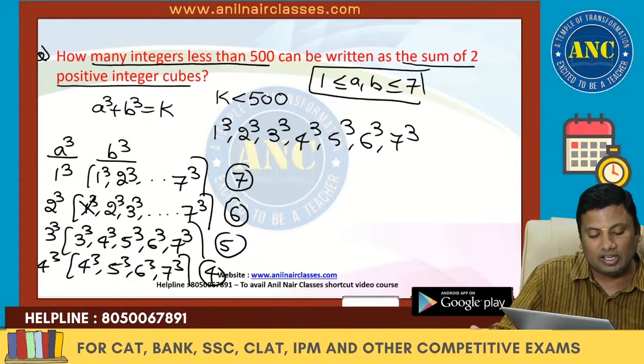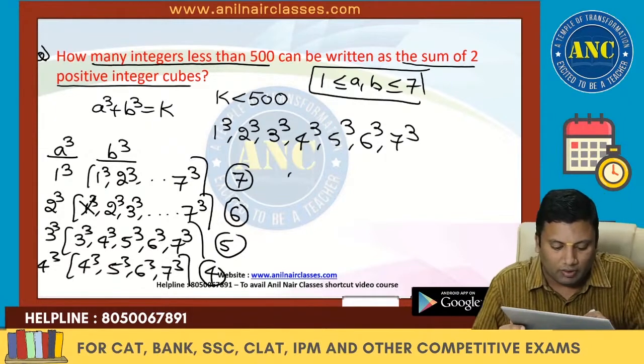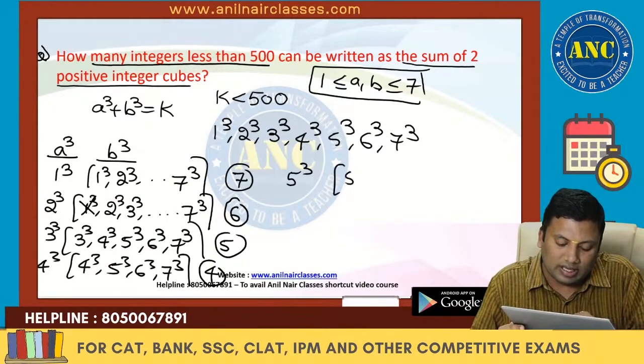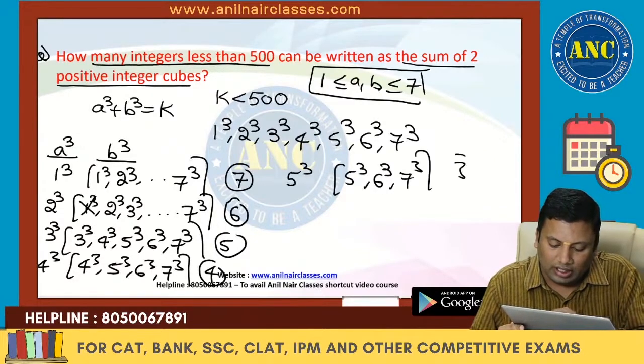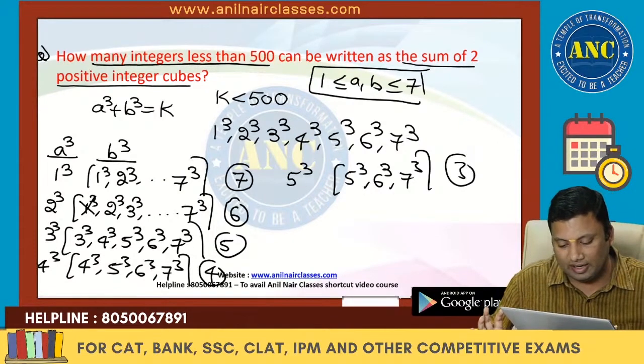Wherever repetition is there, try to avoid it. 3 cube plus 4 cube, 4 cube plus 3 cube I have not taken. 5 cube, this can be 5 cube, 6 cube and 7 cube. So total 3 cases, right? 343 plus 125 is less than 500.